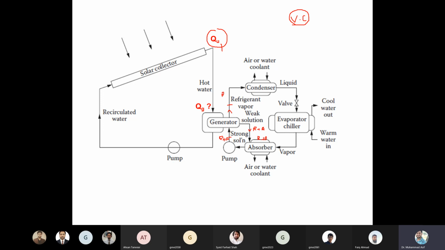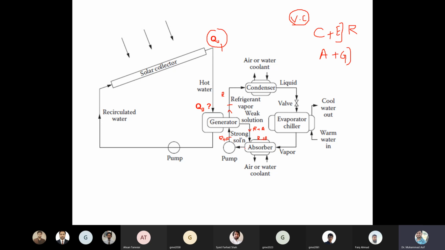So that means the refrigerant flow in the condenser and again in the evaporator. So we can say in the condenser and in the evaporator we have just refrigerant only, whereas in the absorber and in the generator we have both the refrigerant as well as the absorbent, right?